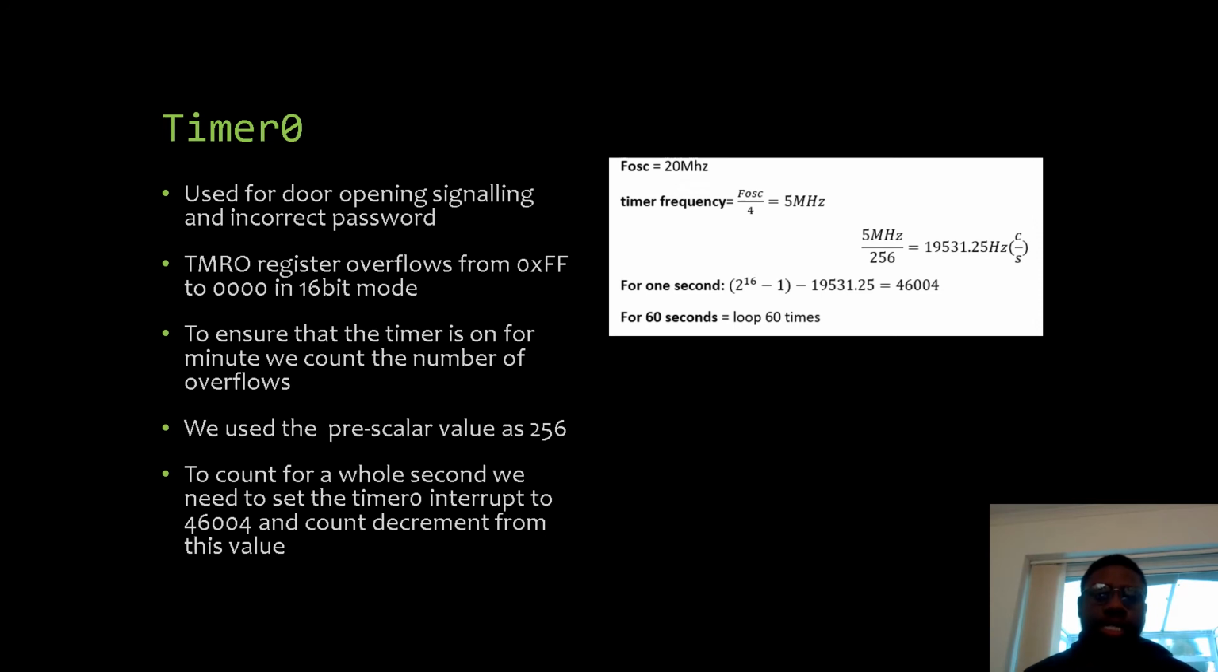Timer 0 can be seen here. Timer 0 used a timer frequency of 5 megahertz, and then because the prescaler value was 256, we were able to divide and get this value here, and we would loop through this value and decrement till it gets to 0, which would give us 1 second. For 60 seconds we simply had to loop 60 times, measuring the overflows.